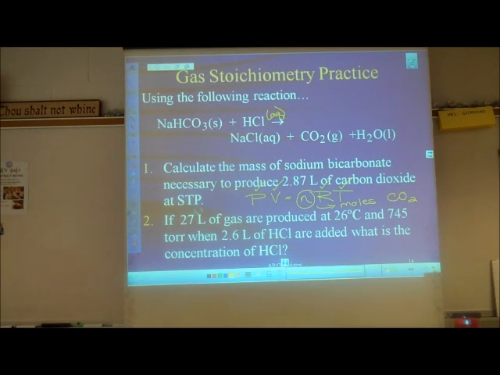Let's finish reading the problem. 2.6 liters of HCl are added. What is the concentration of HCl? Well, what's a concentration? Molarity. What do you need to find a molarity? Moles and the liters of HCl. Well, I have the liters. Check. I don't have moles of HCl right now, but I have moles of one of the products. Can I get to moles of the reactant? Solve these problems. Go.